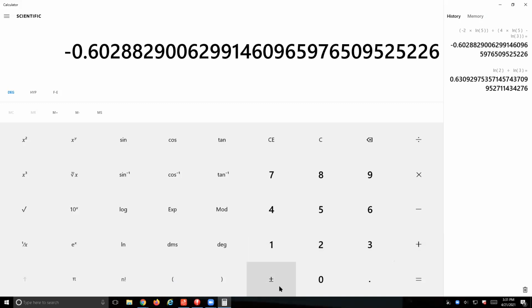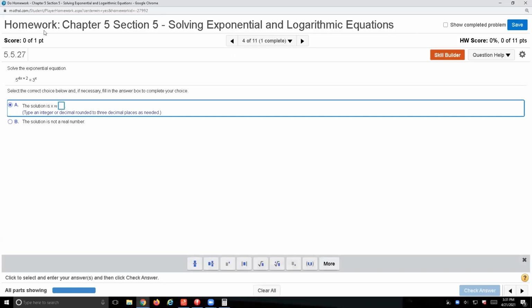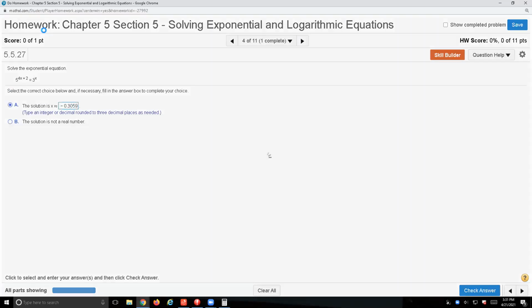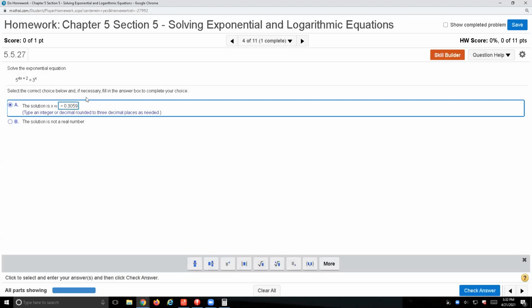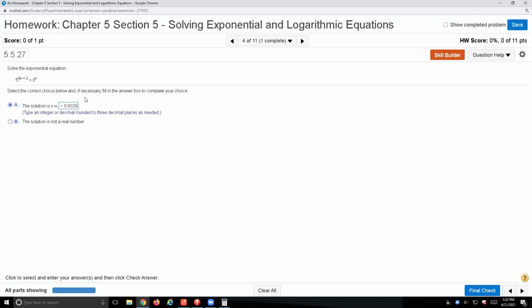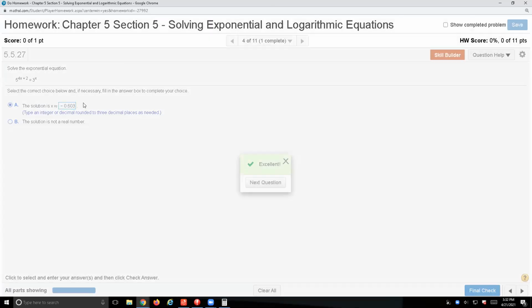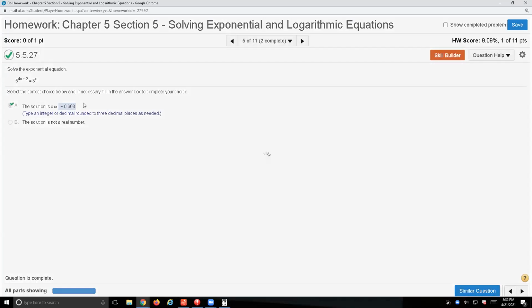6029. I put a 3, not a 6. Why would I put these numbers? 6029, rounded to 3 decimal places, 60288, so 603. Stupid instructions.